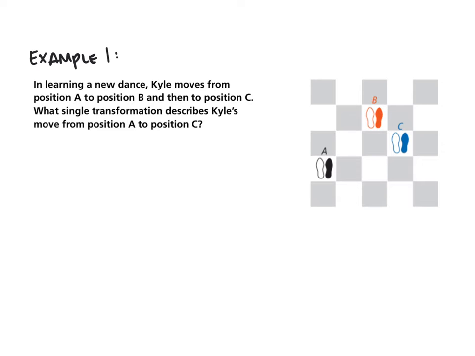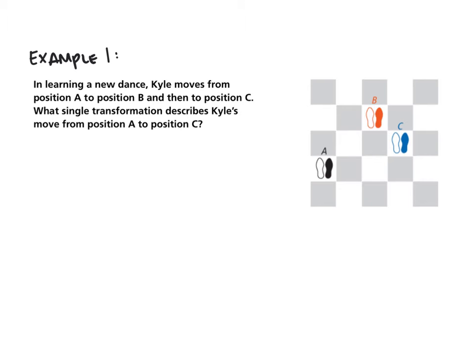Now let's look at an example where we're actually going to be doing 2 translations. So we're doing this in the context of somebody dancing on this checkerboarded dance floor here. And so it says, in learning a new dance, Kyle moves from position A to position B, and then moves to position C. So you can see he's doing 2 translations. He's moving first to A and then over to B. What single transformation describes the move from position A to C?